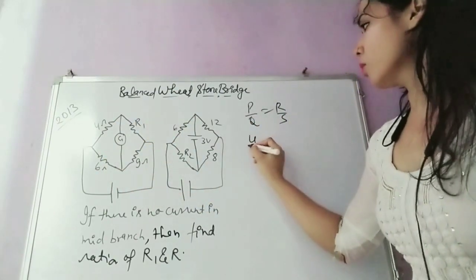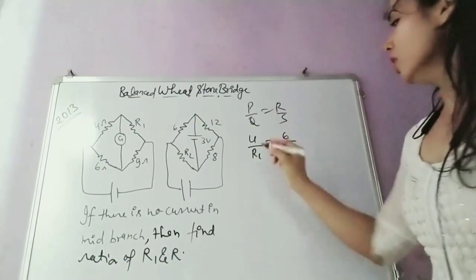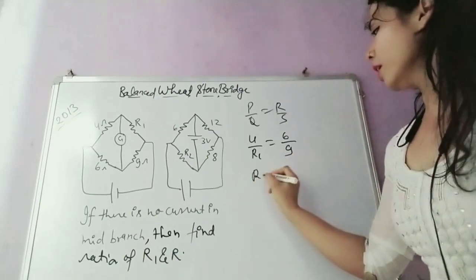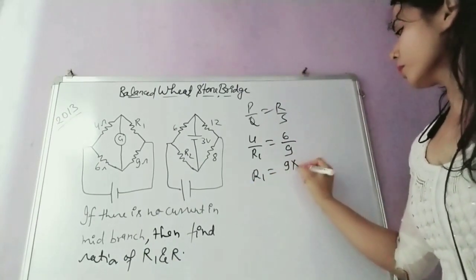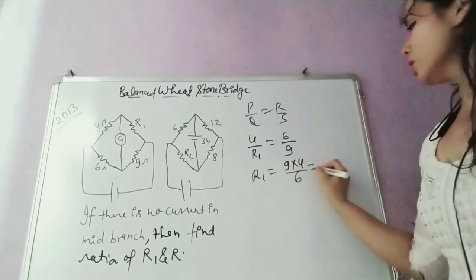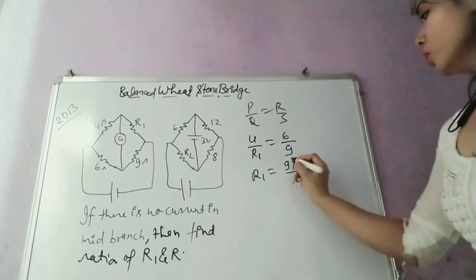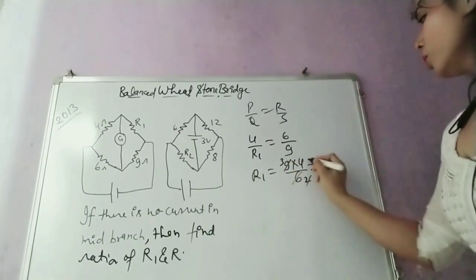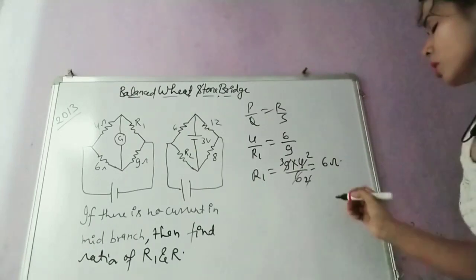So from here 4 upon R1 equals 6 upon 9. So now from here you can find R1 equals 9 into 4 divided by 6. You can solve it. So 3, 3, 2, 3, 3 and 2. So it's 6 ohm. So R1 equals 6 ohm.